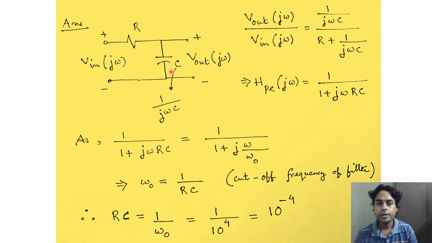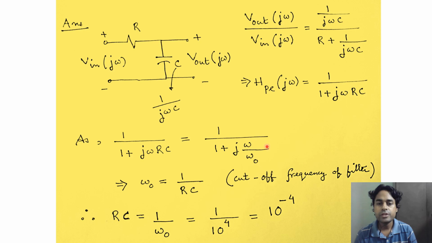Anyways, we have taken it to be 1 by jωC, which is the capacitive reactance, and we know that V_out by V_in of jω will be this impedance divided by the total impedance. Therefore this is equal to (1 by jωC) by (R plus 1 by jωC), upon which we get the transfer function in the frequency domain to be equal to 1 by (1 plus jωRC) after solving for this.